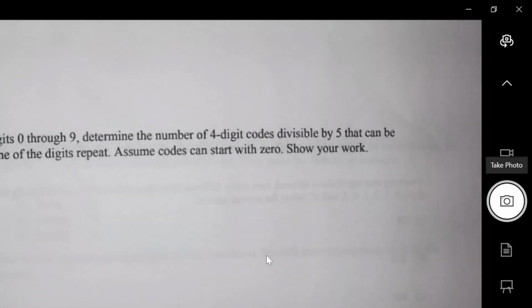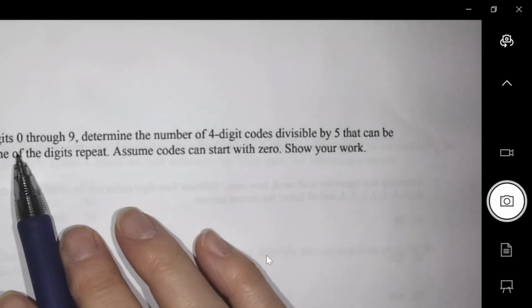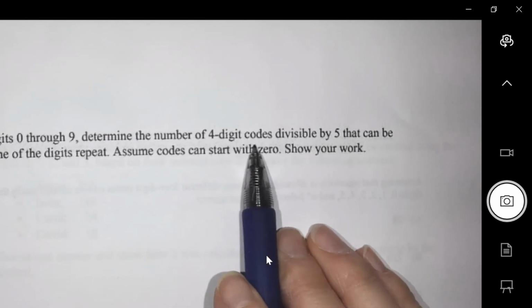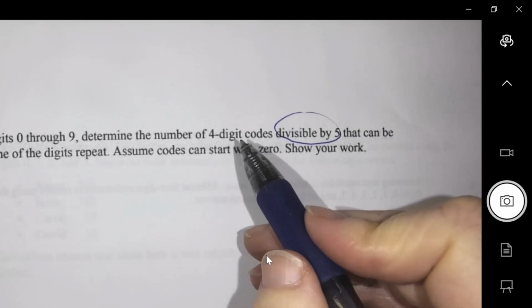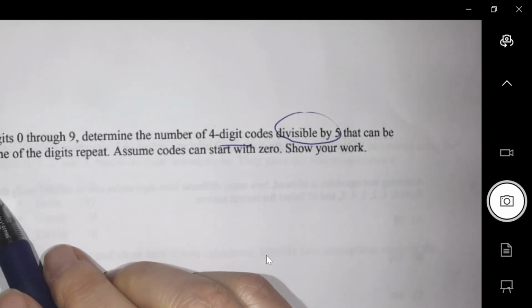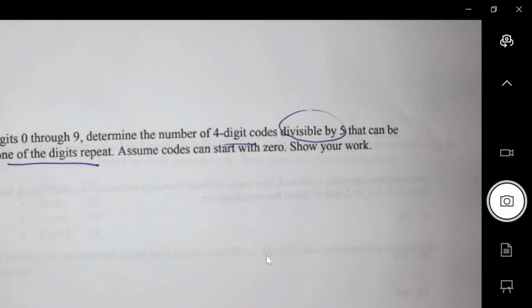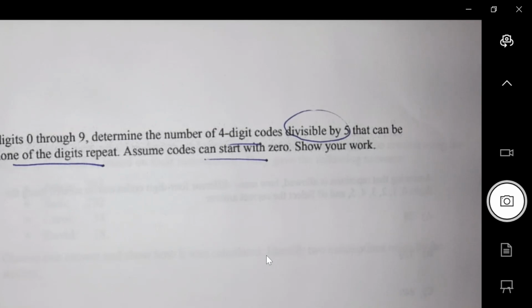Page 1, question 3. Okay, we get to use digits 0 through 9. Determine the number of 4-digit codes divisible by 5. No repeats. You can start with a 0 if you want.